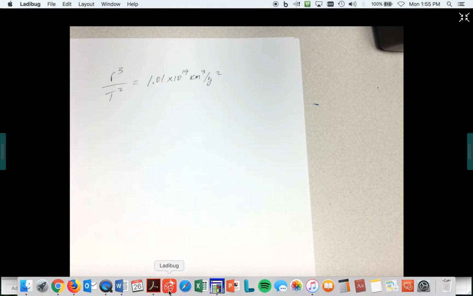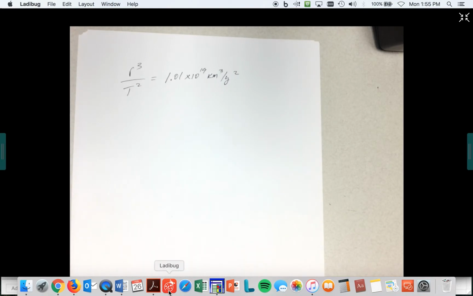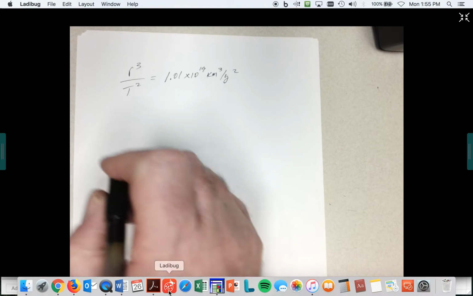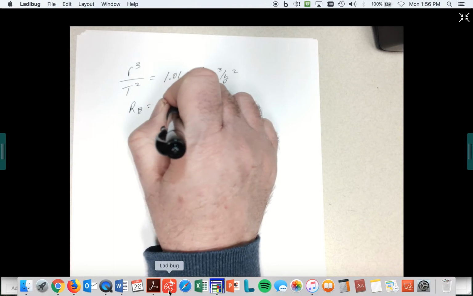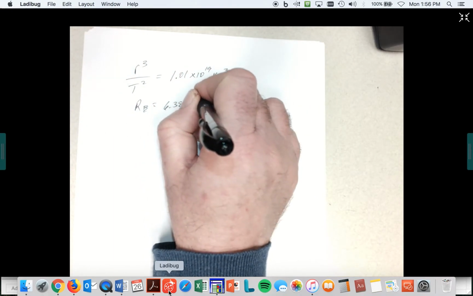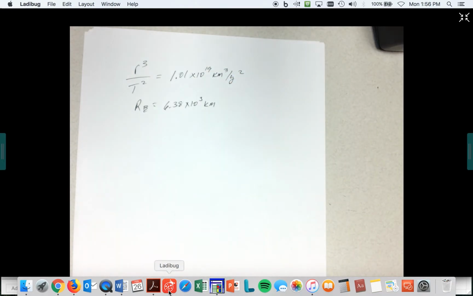No, it'd be very close. It'd be very, very close to the Earth. I was thinking of 6.38 times 10 to the 6th meters, but the radius of the Earth, just for general knowledge, is 6.38 times 10 to the third kilometers. We're going to solve for r cubed here and see how close it is going to be.